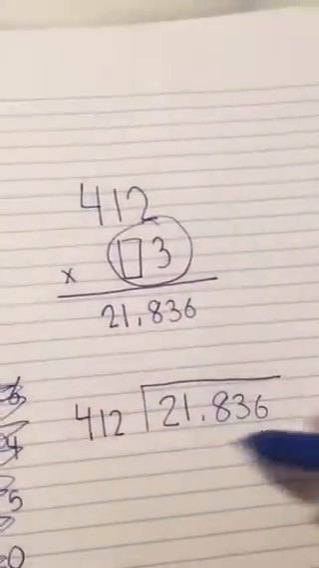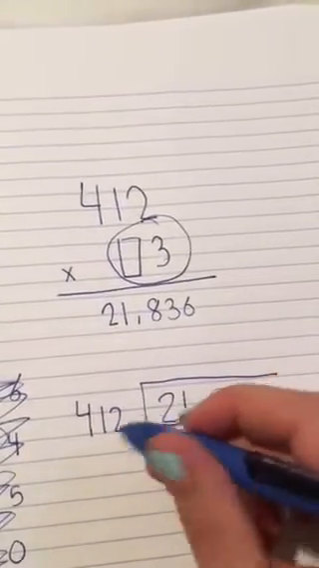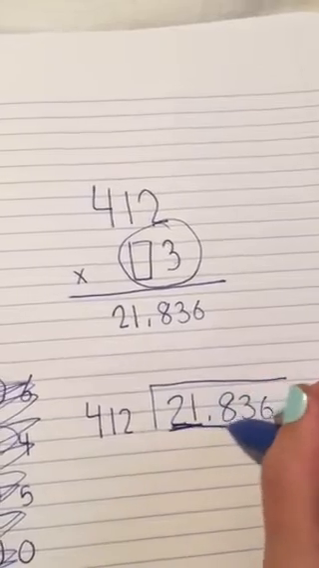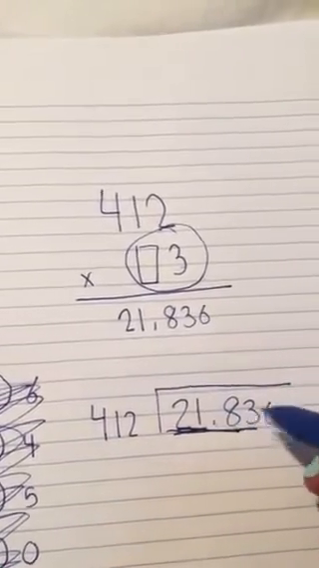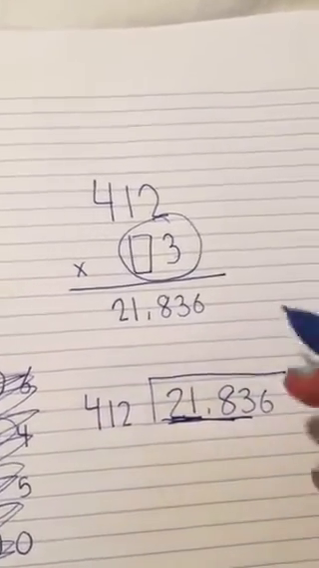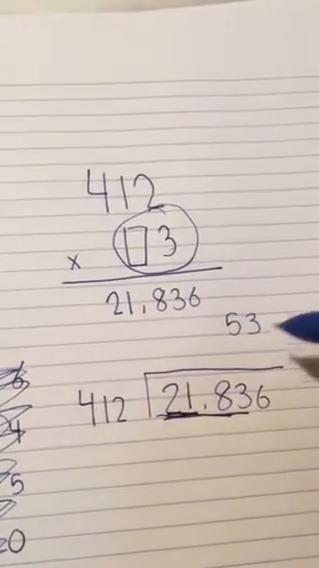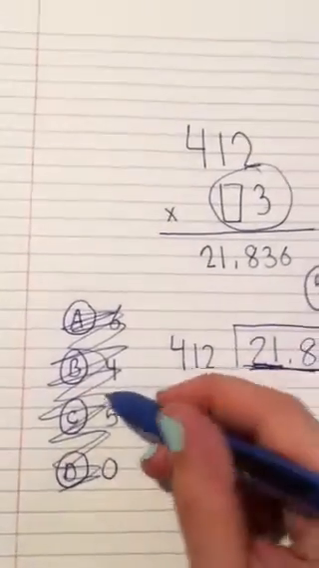So when you divide this all out, you're going to underline 2. Does 412 go into 2? No. Does it go into 21? No. 218? No. 2,183? Yes. You'll have to use some guess and check in order to do partial product, and you should get 53 as your quotient, and you know then the first number is going to be 5, so C.